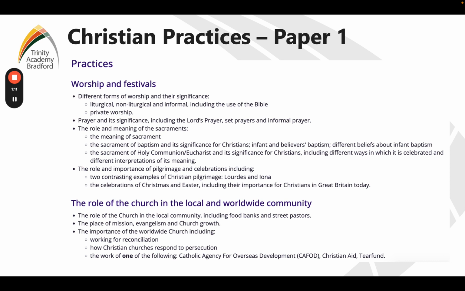We then look at the role of the church within local communities, but also worldwide. So we look at the importance of churches involved in food banks and street pastors. We then look at the work of different organisations like the Catholic Agency for Overseas Development and Christian Aid.